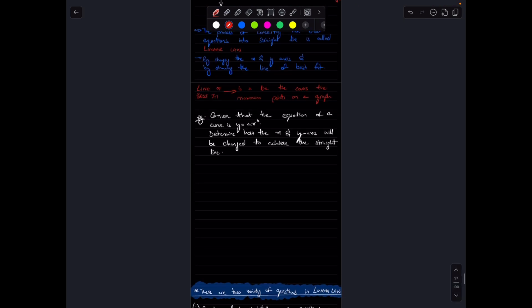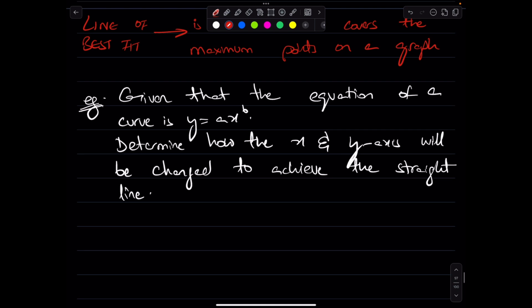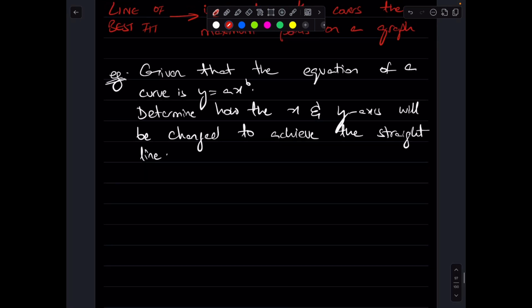Then, let's say we are given the equation of a curve y is equal to a x exponent b, and we are asked to determine how the x and y axis will be changed to achieve the straight line. That is what we should plot on the x and y axis to achieve a straight line. Alright. So this is the equation we are given. We'll start by writing this down first of all.